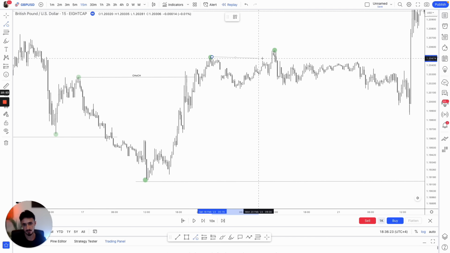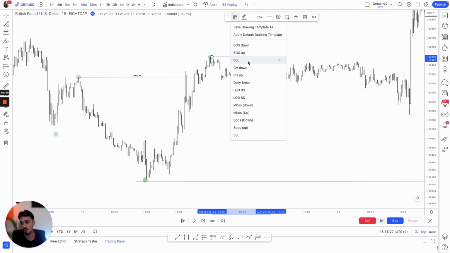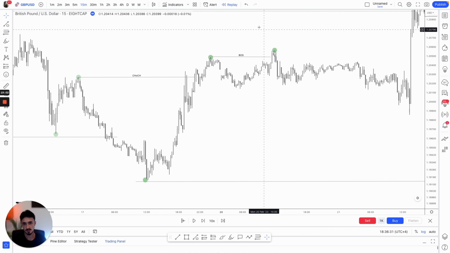So now the 15-minute is bullish and the 4-hour is bearish. What does that mean? The 4-hour is coming to pull back. 15-minute is break of structure to the upside. And if we just actually replay price all the way back down to here, I want to show you something.